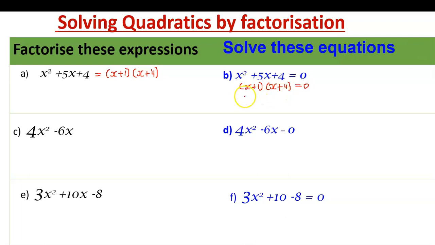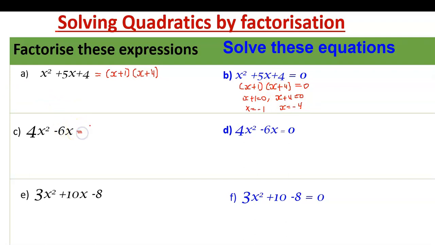And then we need to solve it. So we're going to say the first one must be 0, or the second one must be 0, the same way as we have done before. This gives us x equals minus 1, and this gives us x equals minus 4. You can check it by filling it in here.